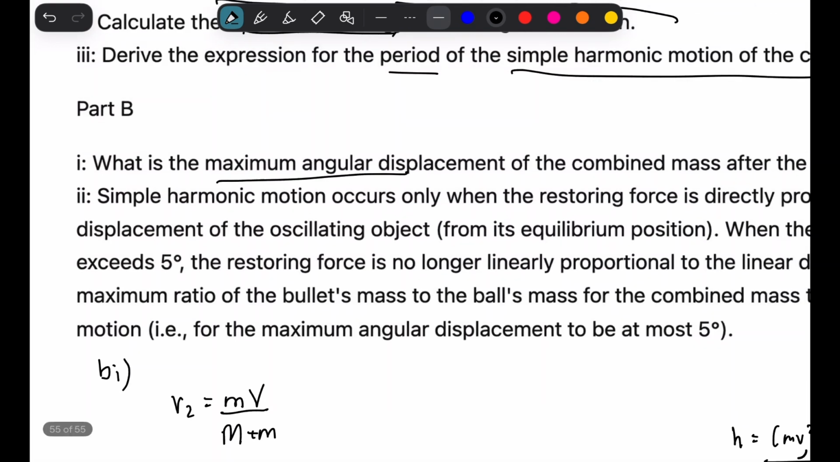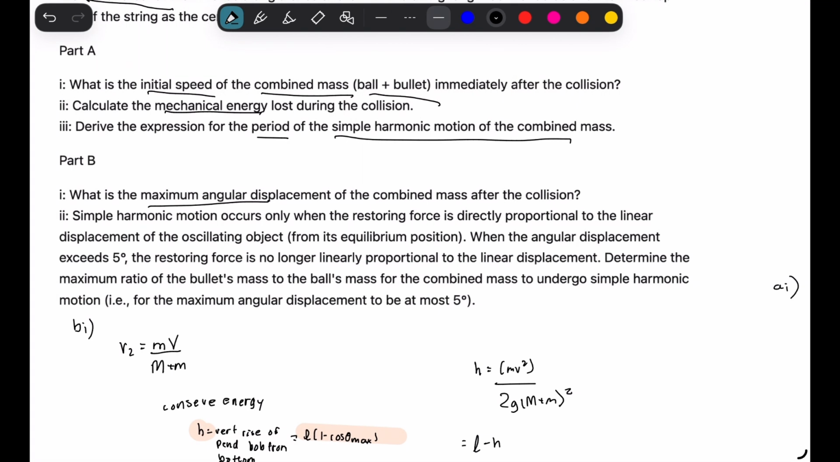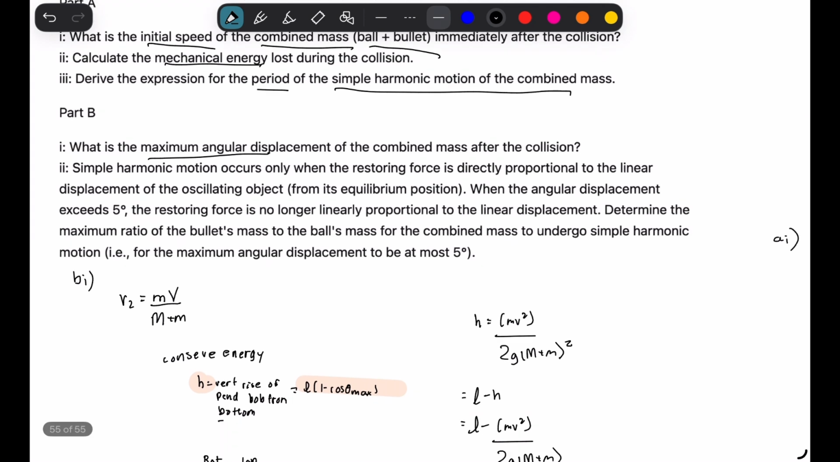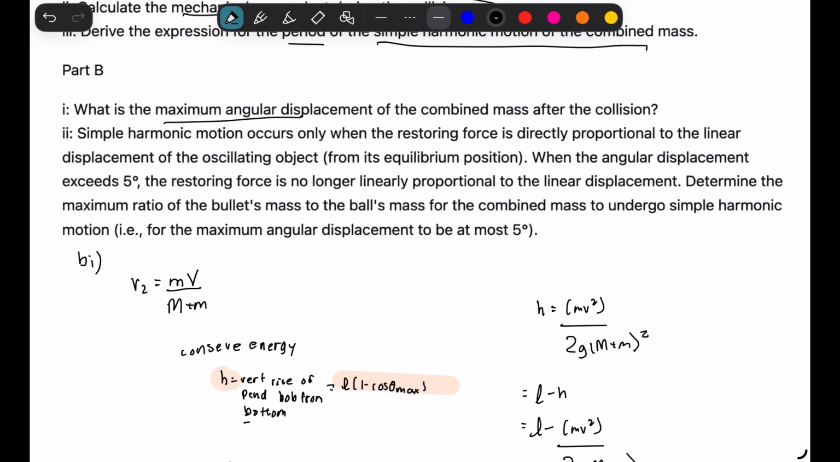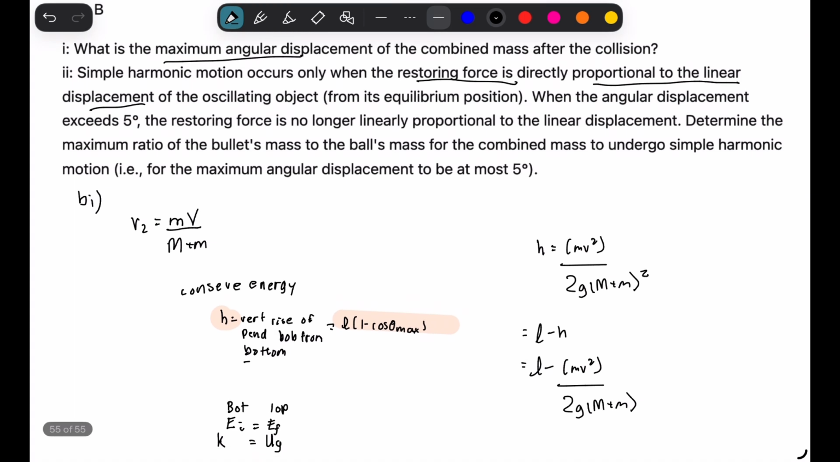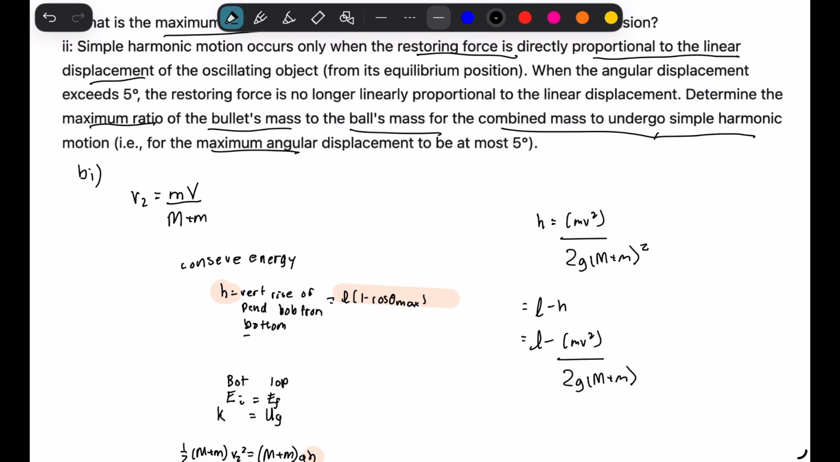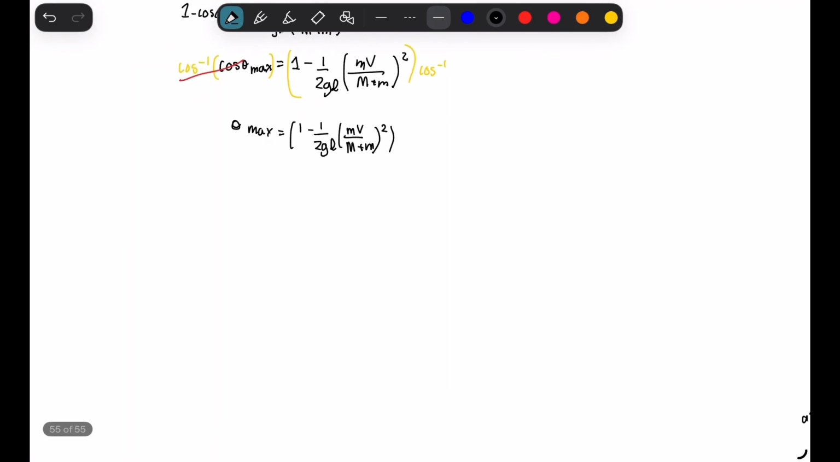Now we have that simple harmonic motion occurs when the restoring force is directly proportional to the linear displacement of the oscillating object. When the angular displacement exceeds 5 degrees, the restoring force is no longer linearly proportional to the linear displacement. Determine the maximum ratio of the bullet's mass to the ball's mass for the combined mass to undergo simple harmonic motion, i.e. for the maximum angular displacement to be at most 5 degrees.